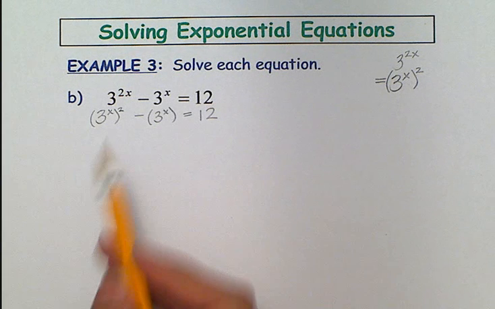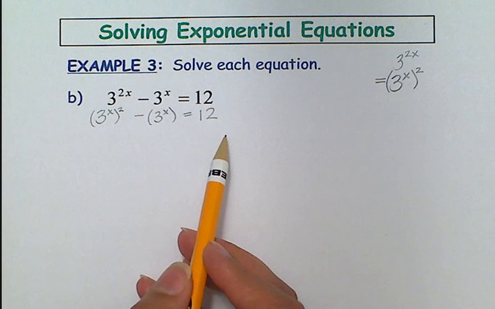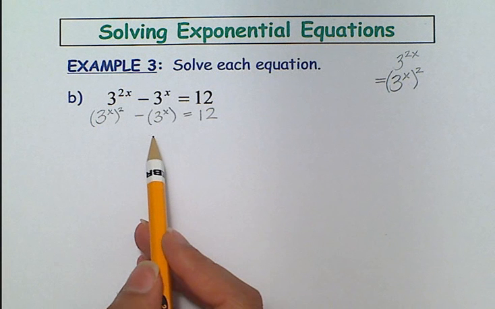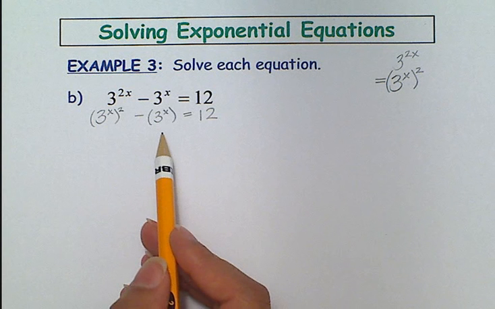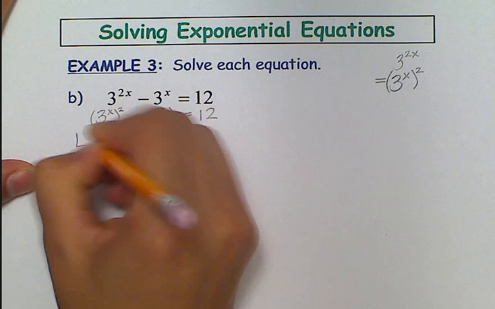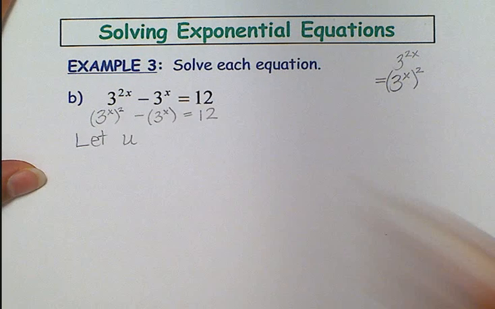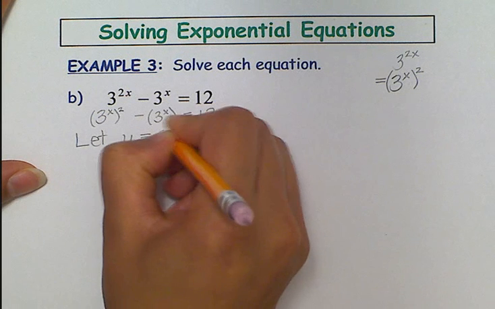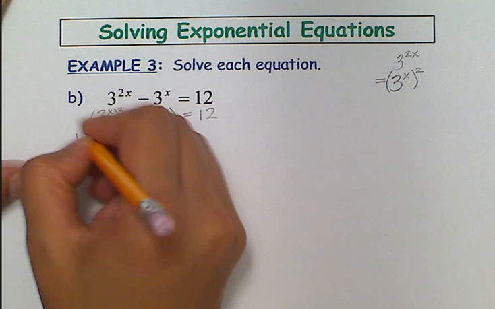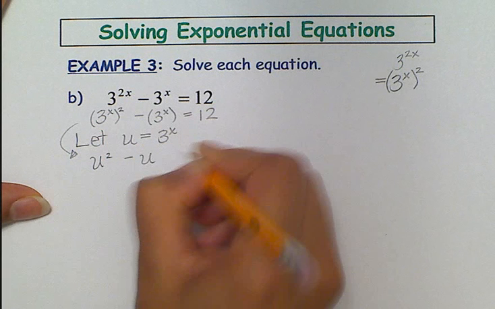I have a squared term, a not squared term, and then I have a constant term at the end here. So what I could do is replace the exponential part here with a different variable and solve the equation like a quadratic equation instead. So for example, let y or u, whatever variable you want to use, I'm going to use u. So let u equal 3 to the exponent x. And so what will end up happening is I can rewrite this equation as u squared minus u equals 12.